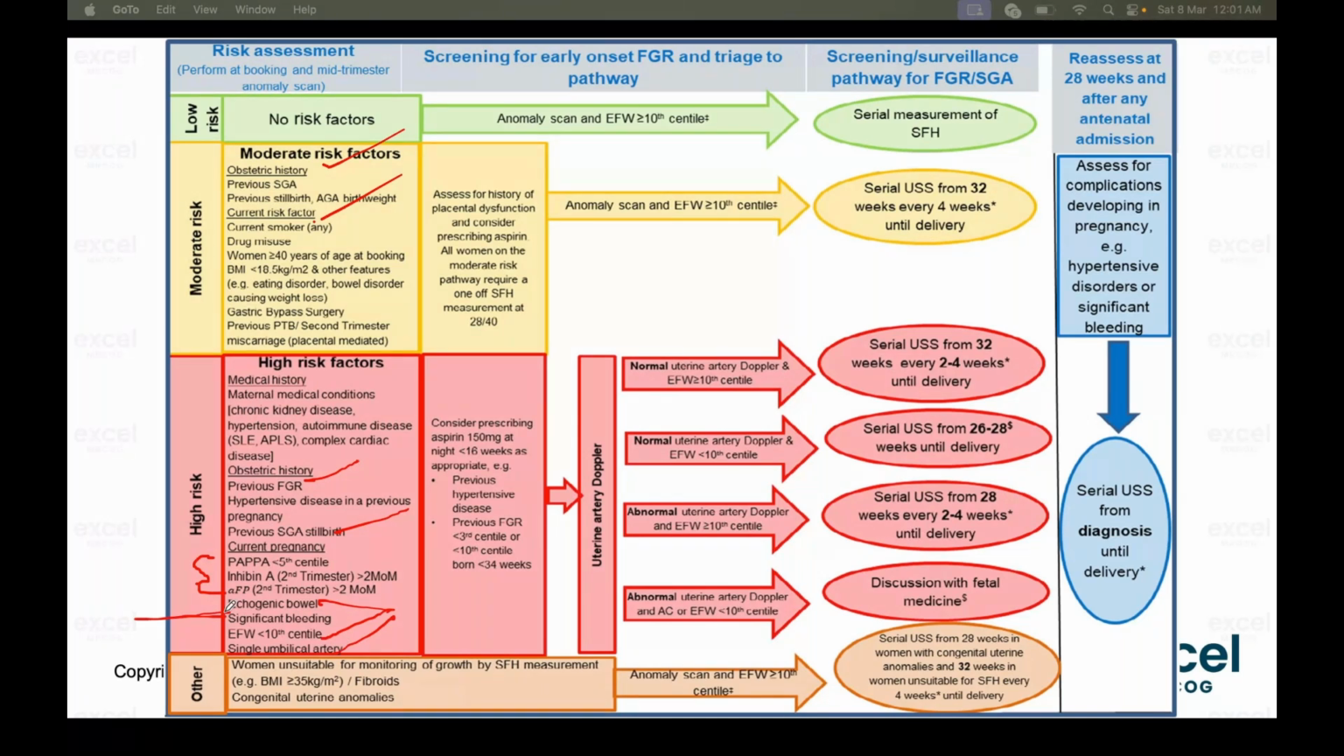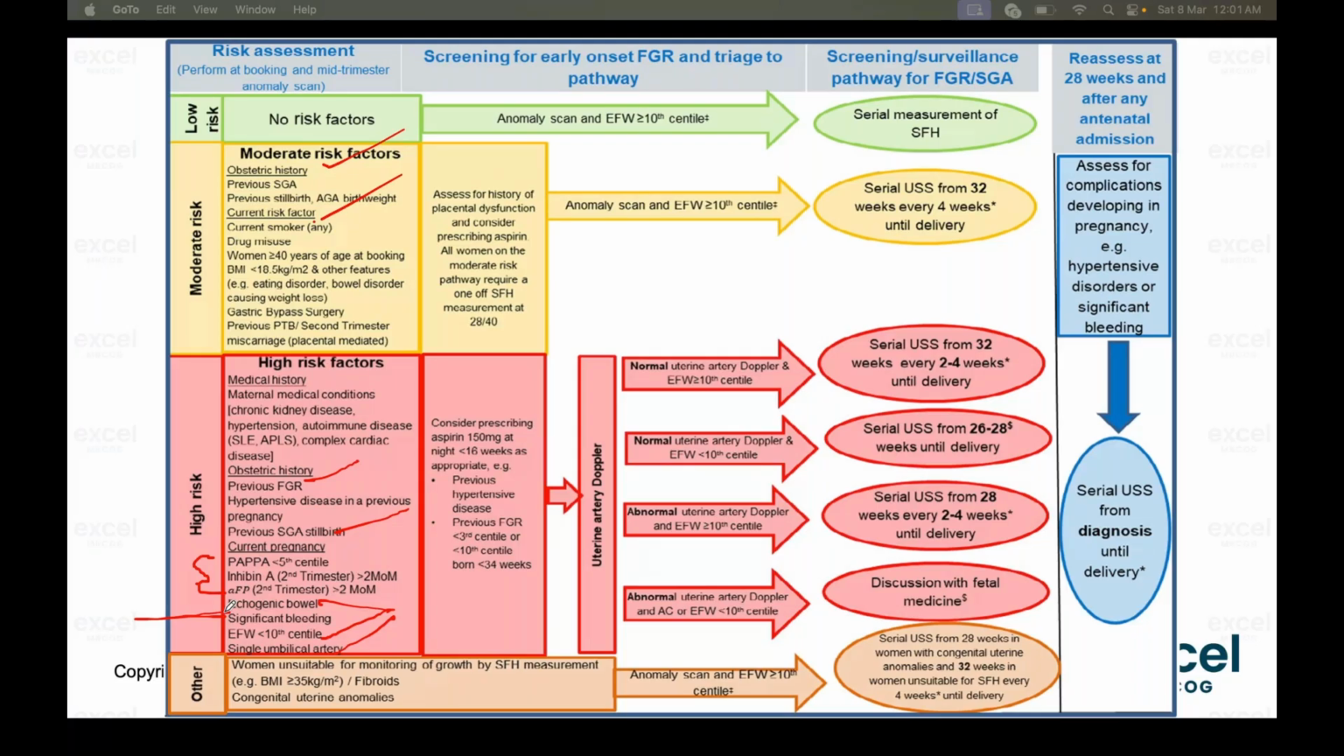Current pregnancy factors are the screening for Downs. Those factors: PAPP-A less than fifth centile, inhibin A is high, AFP is high. Mid-trimester screen, echogenic bowel, EFW less than 10th centile, single umbilical artery. So these are the current pregnancy factors. Previous FGR is a risk factor for current FGR. Previous hypertension, previous SGA stillbirth, right? And significant bleeding in this pregnancy and maternal medical history. Easy to remember. So these are the things considered as high risk factors.